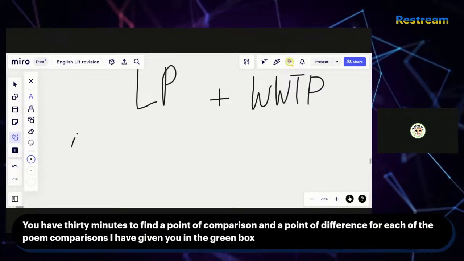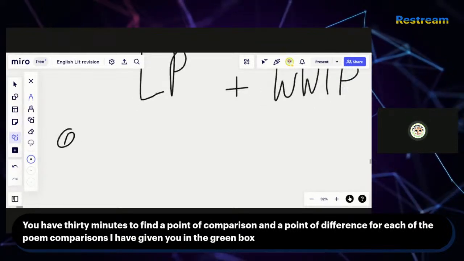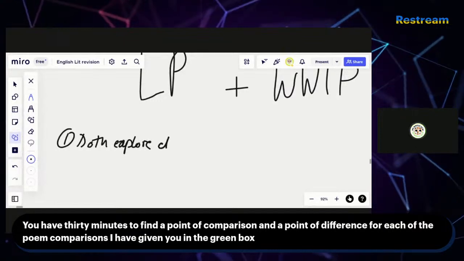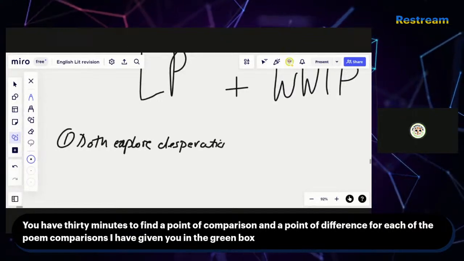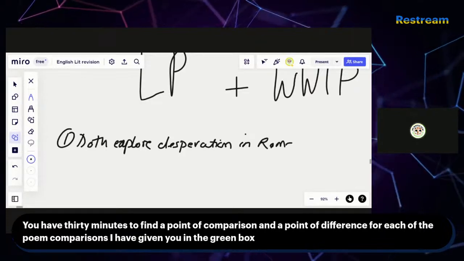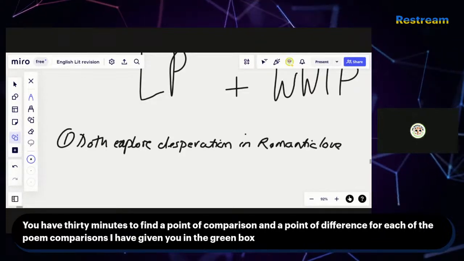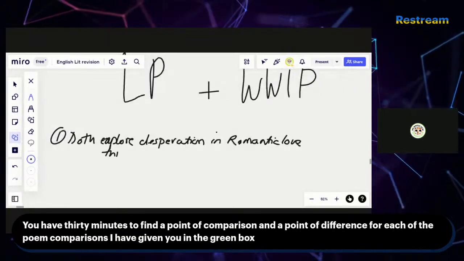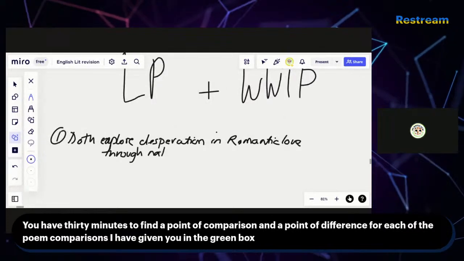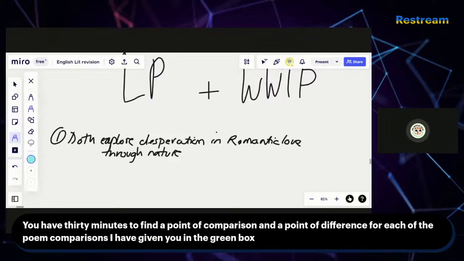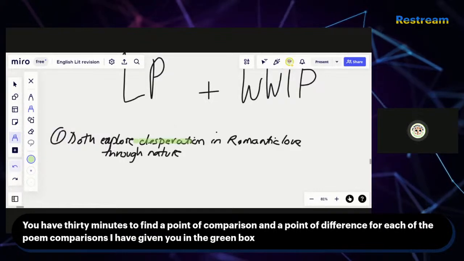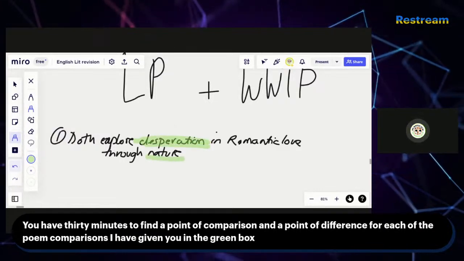So the first point we could say is both explore desperation in romantic love through nature. In this topic sentence, it's really good because we've got the theme, so desperation, the mood, as well as the method used behind it.